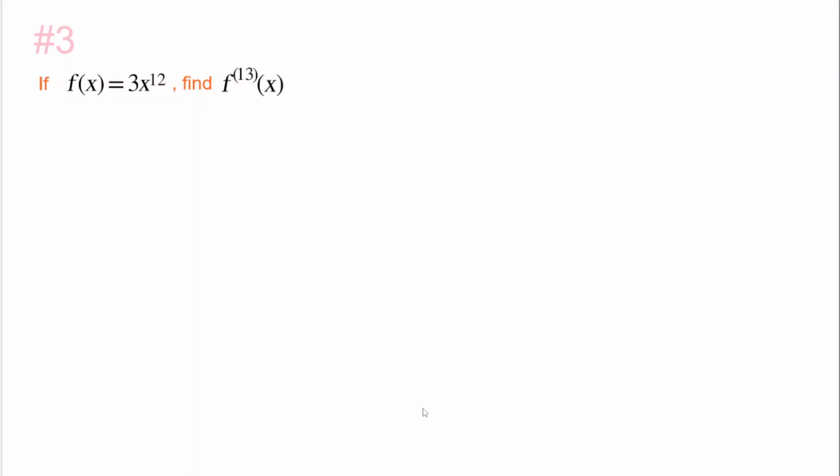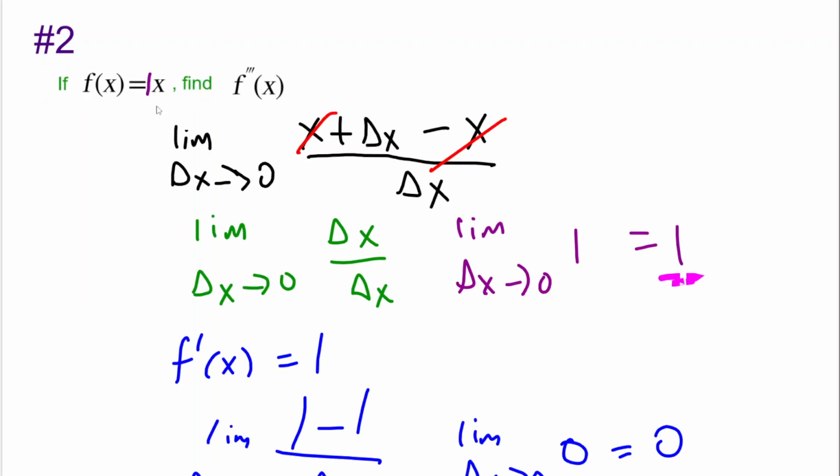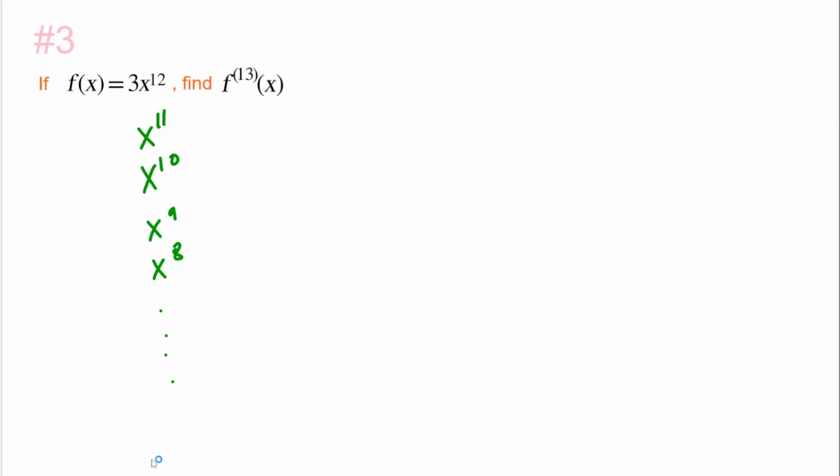Okay, so now we're going to do another example. Make sure you try this. Hopefully you realized from the same pattern as before, the same exact pattern, that it went from degree 1 to degree 0, and then it just went to 0. I'm not going to do the limit definition here. This will go to an x to the 11th, then x to the 10th, then x to the 9th, then x to the 8th, and so on, down to x to the 0. And this will be 12 iterations until we get to x to the 0.